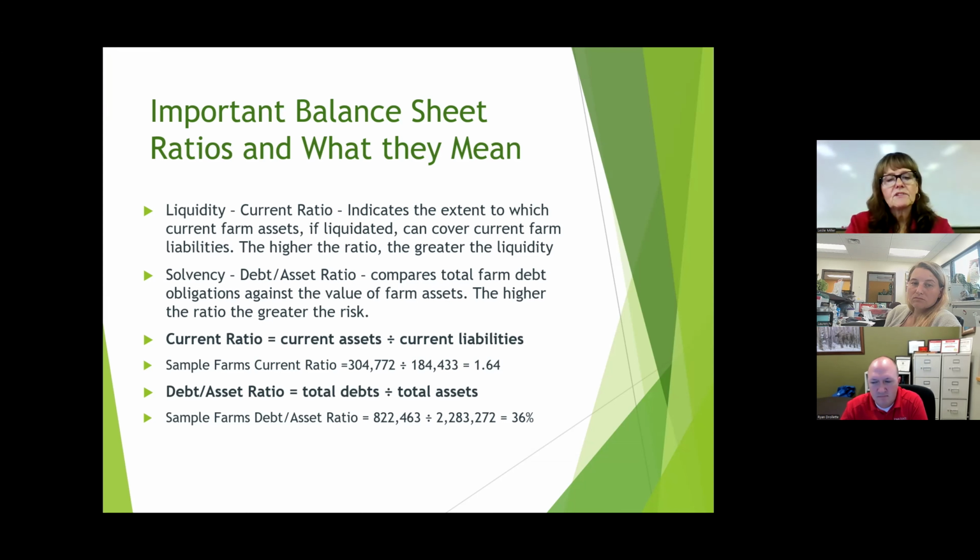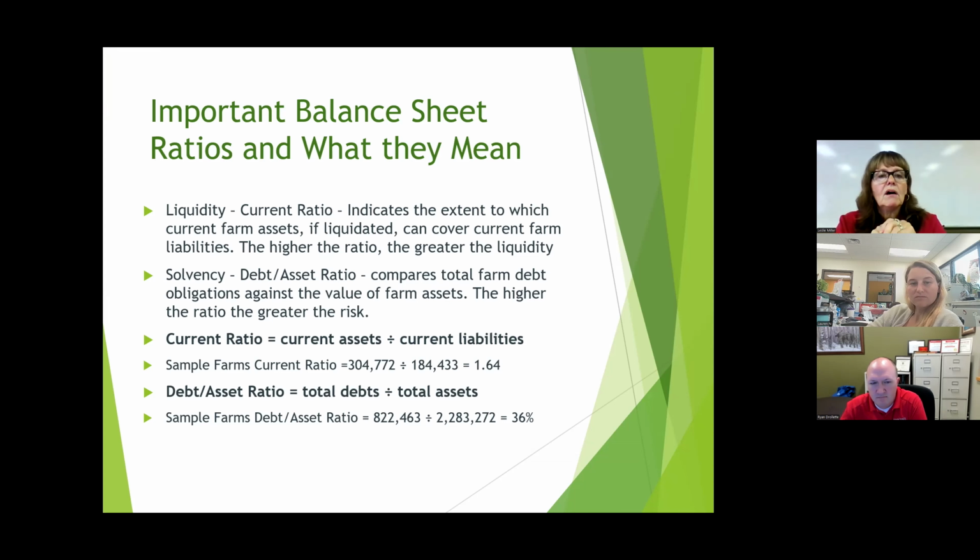So I've gone ahead and done the calculations for that sample farm's balance sheet. On the current ratio, we had those current assets of $304,772. We had current liabilities of $184,433. When I make that division, I come up with 1.64 for our current ratio, which is much more typical of what we've seen with a lot of operations over the years. In 2012, the last 2 years, we've seen current ratios that are much higher than that, but that's because of some very high prices that we had.